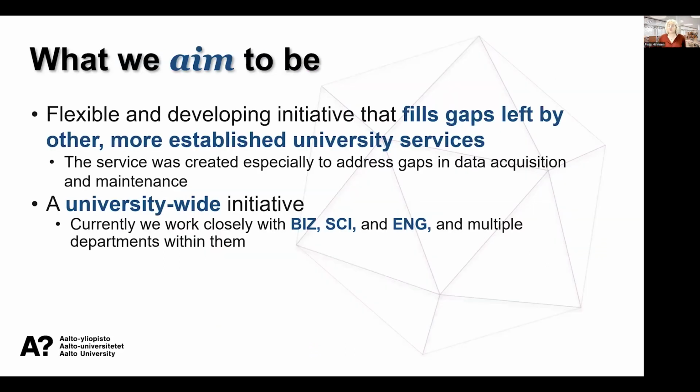So then a bit about what we aim to be in the future. We are a continuously developing initiative. We're very flexible, and our aim is to fill gaps that have been left by other more established university services. This service was actually especially created to address gaps in data acquisition as well as maintenance. And we aim to be a university-wide initiative, or at least as close to that as we can be. Currently we're working closely with the schools of business, science, and engineering, as well as multiple departments within them. But we're continuously looking for other research groups and departments that we could work with and that have data that is interesting for other research groups.